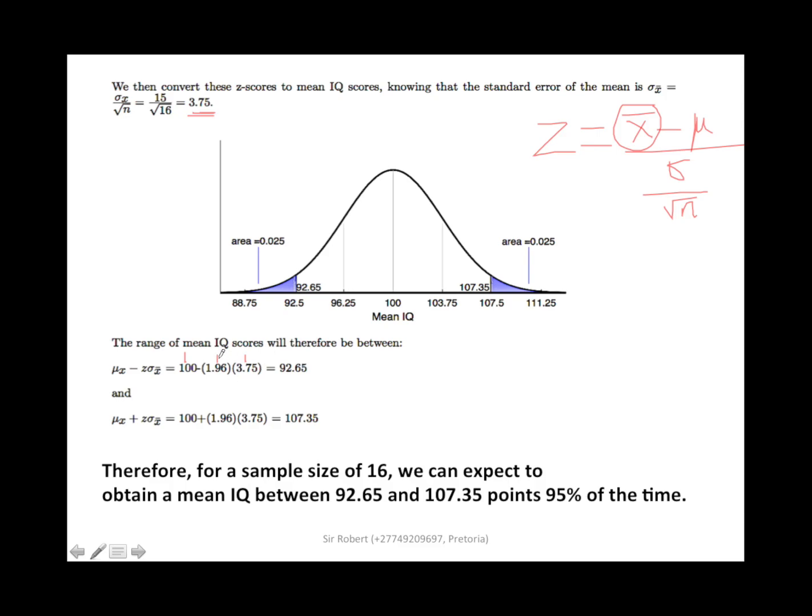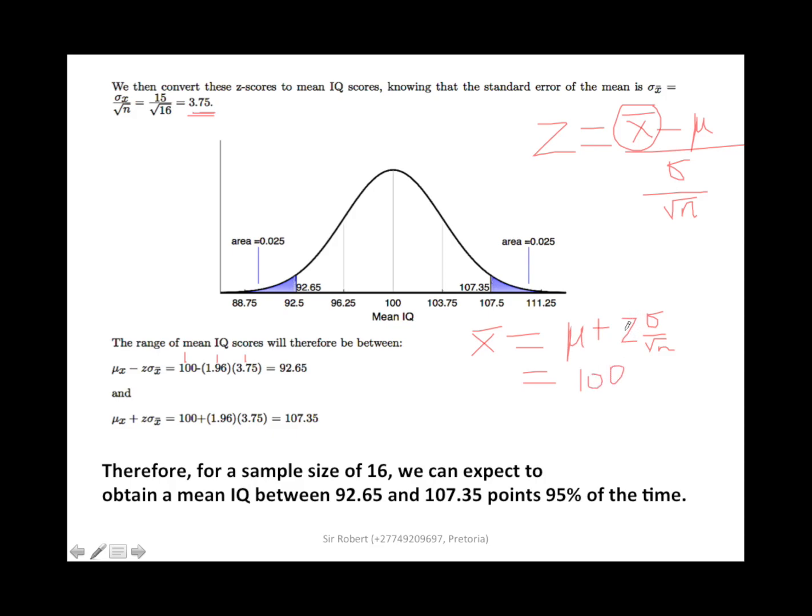So the other one will be negative and the other one will be positive. Let me demonstrate it. Here, if you rearrange it, it becomes x bar equals mu plus z times the square root of... So our mean mu is always 100.